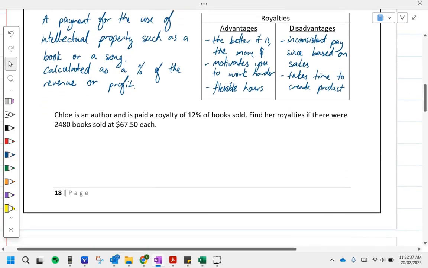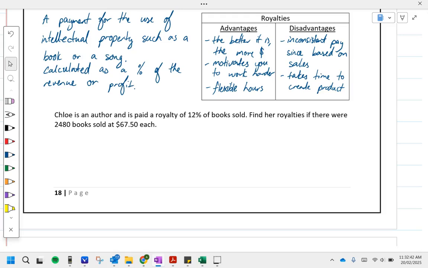All right. So here's an example. Chloe is an author and is paid a royalty of 12% of books sold. Find her royalties if there were 2,480 books sold at $67.50 each. So all we need to do is multiply everything together. So her royalty is 12% of the total revenues made. Well, total revenue is 2,480 times the 67.50. Put that in the calculator. We get $20,088.